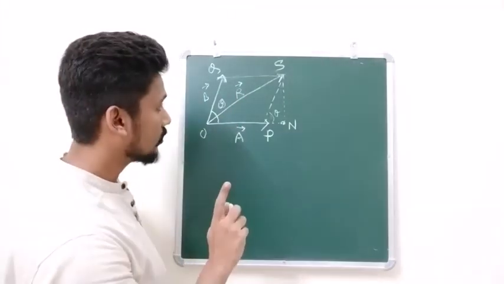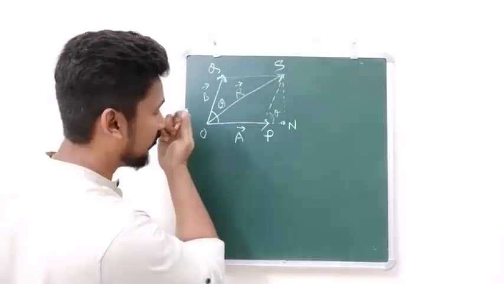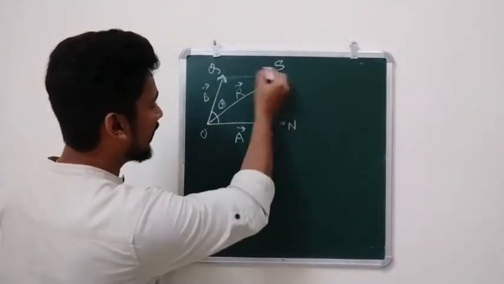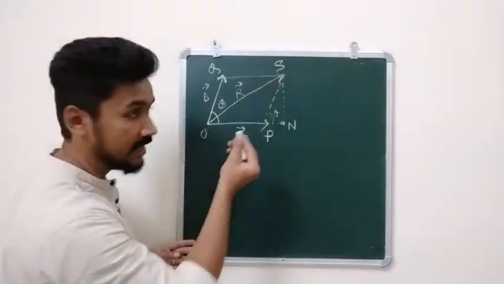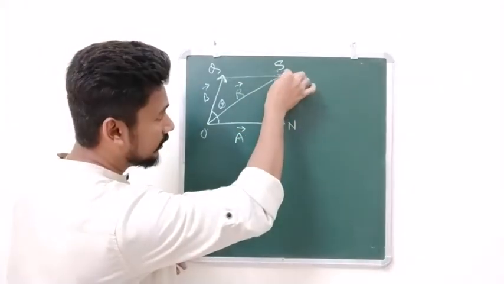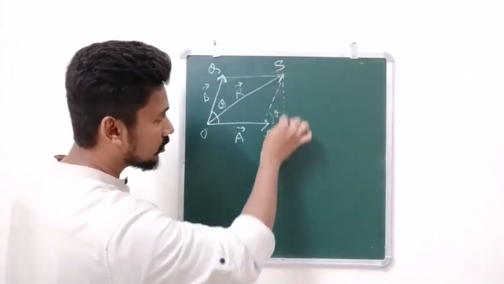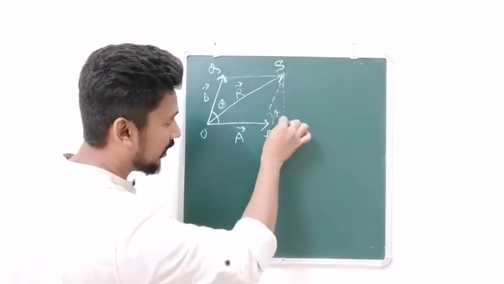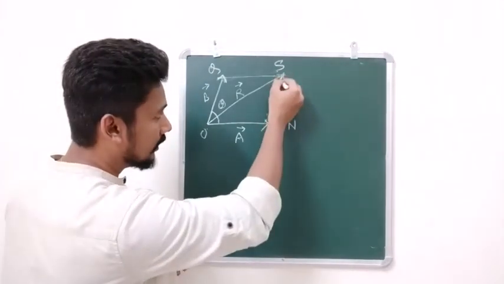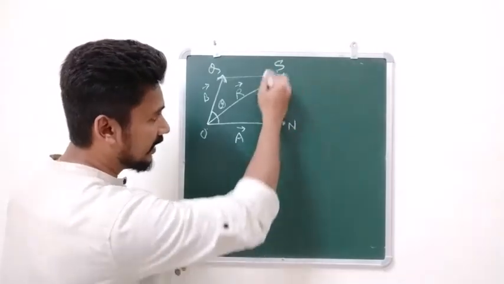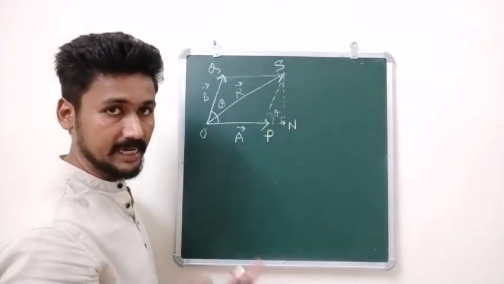Okay. So here are some of the changes we have made. We have made the parallelogram OPSQ. This is the parallelogram we have made, and then we have made a perpendicular from S on the line ON. So this is a perpendicular. So we get a right angle triangle SNP.